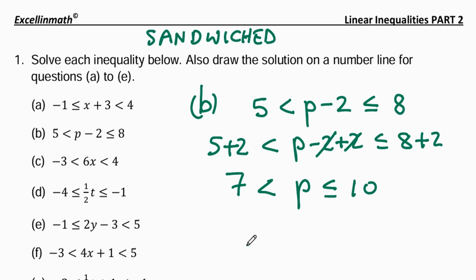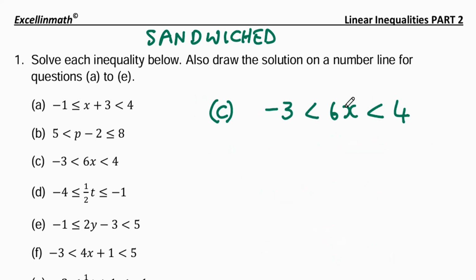Now we can draw the number line. P is strictly greater than 7, so we use a circle here to show that we are excluding 7. P is less than or equal to 10, so we use a dot to show that we are including 10. And then we connect these two with a line.